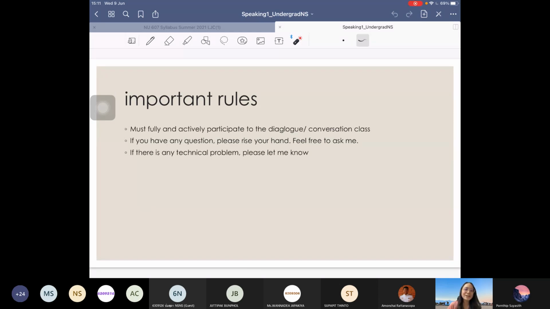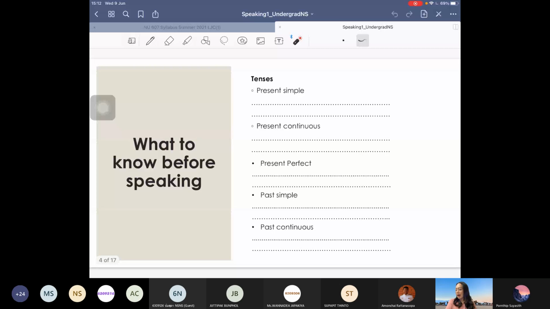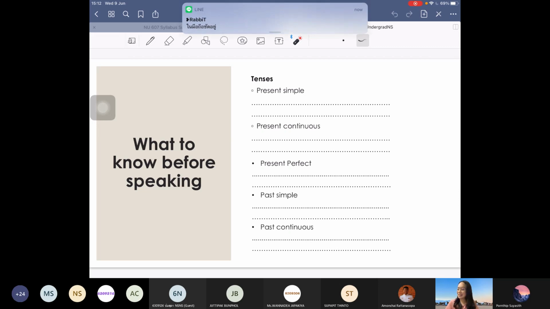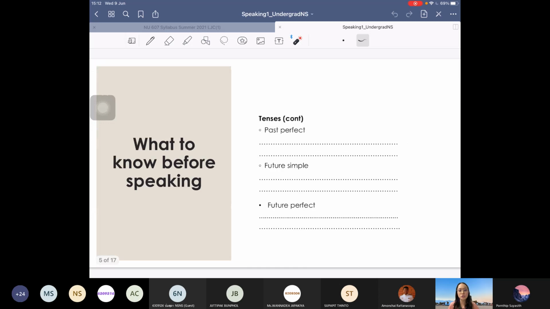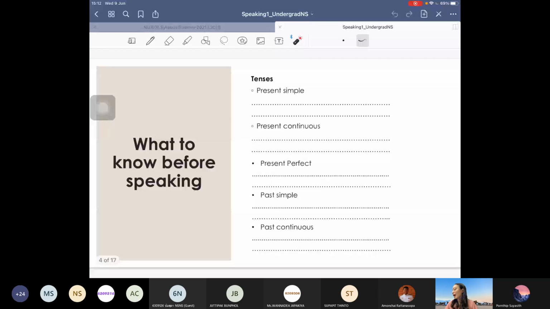And during the teaching, if there are any technical problems, like the sound is suddenly lost or the picture disappears, please let me know. Okay, so the core concept of how to speak English well is that you have to know the basic tenses needed before we speak. These are the tenses that we commonly use to speak in casual events.